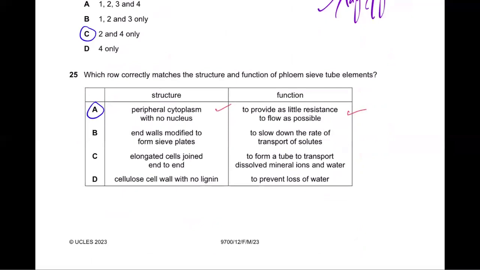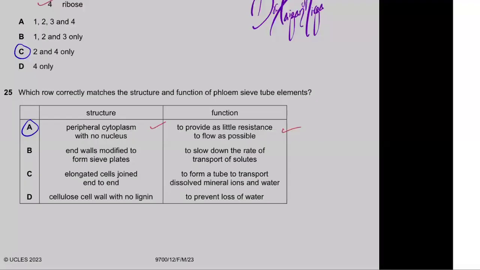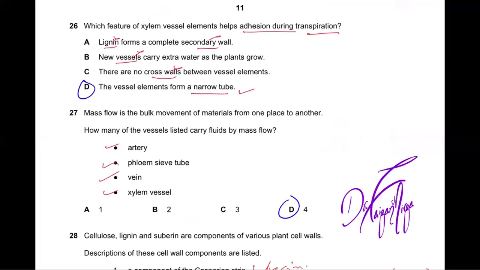Which row correctly matches the structure and function of phloem sieve tube elements? Structure: peripheral cytoplasm with no nucleus, provides little resistance to flow. This is for sieve elements because this is how the sieve tubes function. A straightforward question. Which feature of xylem vessel elements helps adhesion during transpiration?